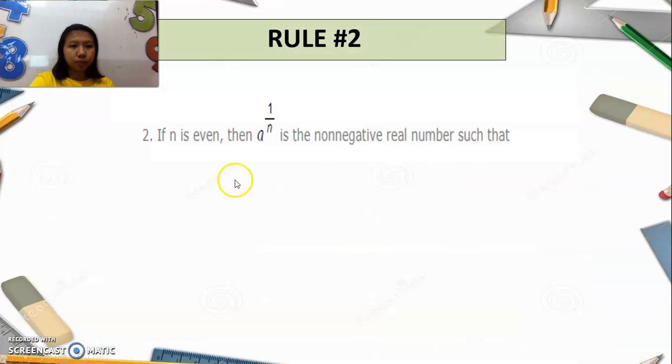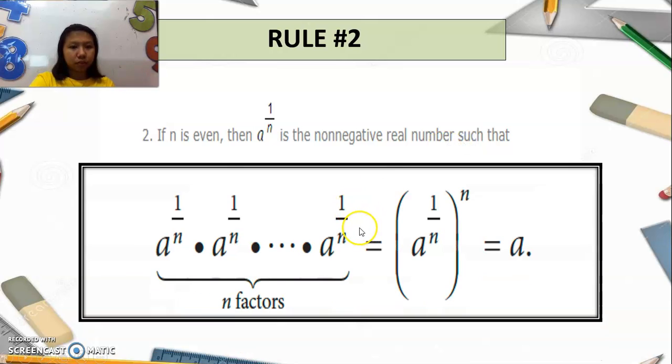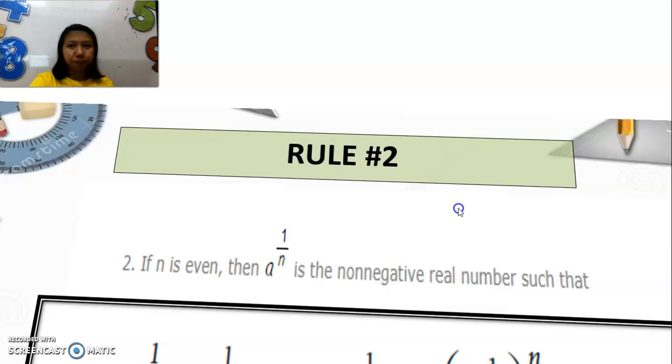For rule number 2, if n is even, then a raised to 1 over n is a non-negative real number such that we can write it as a raised to 1 over n raised to n also. And then it will be equal to a.